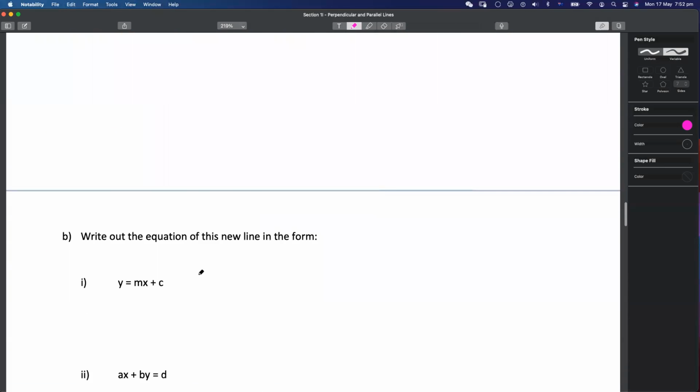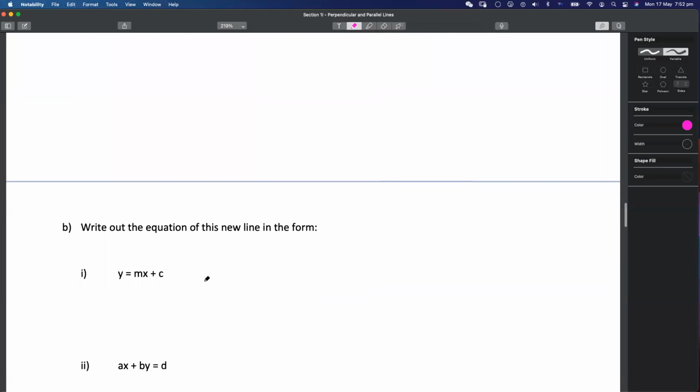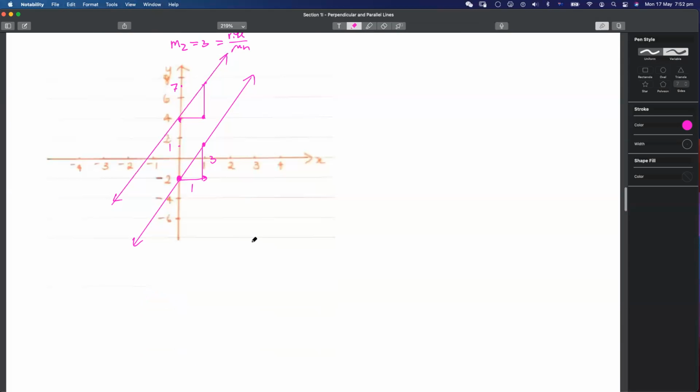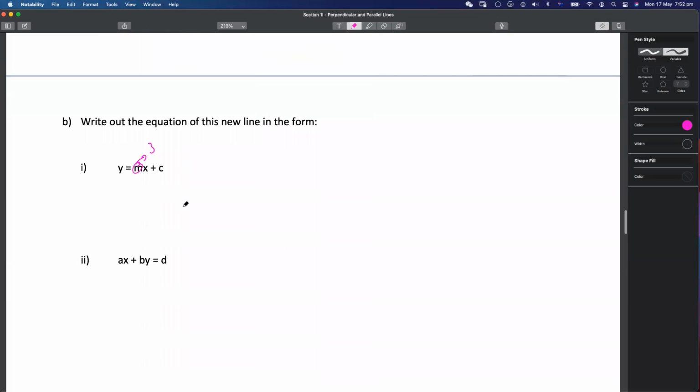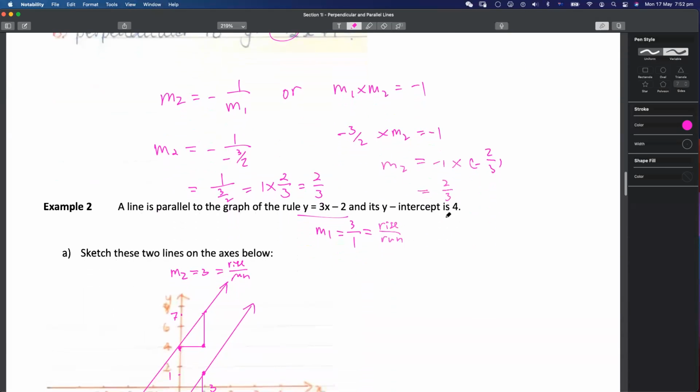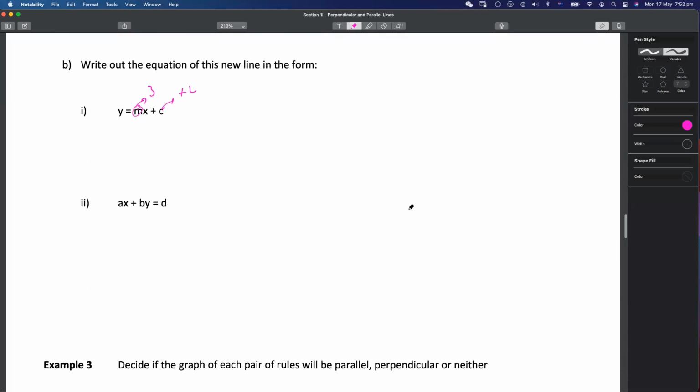Write down the equation of this new line in the form y is equal to mx plus c. Okay, we know the gradient is definitely going to be 3. It's the same. Look at that. The gradient has to be the same as the previous line. And our y-intercept is positive 4. So we can just write it out: y is equal to 3x plus 4.